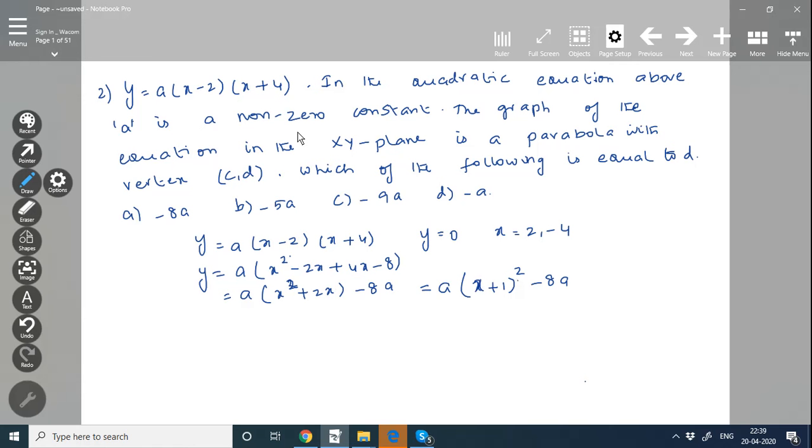But by doing that, I have now introduced an extra 1, which will mean that I have to subtract the same outside. Now therefore the equation reduces to a times x plus 1 the whole square minus 9a. So now we are able to see that the vertex of this parabola is minus 1 comma minus 9a. Hence the value of d that will match the situation is d equal to minus 9a, which is option C.